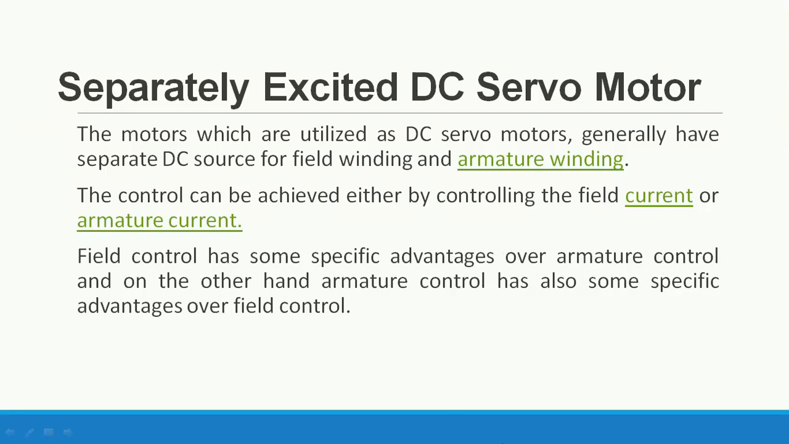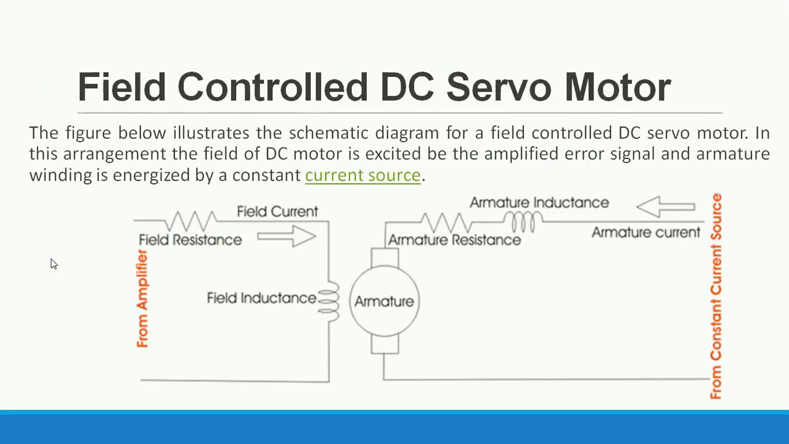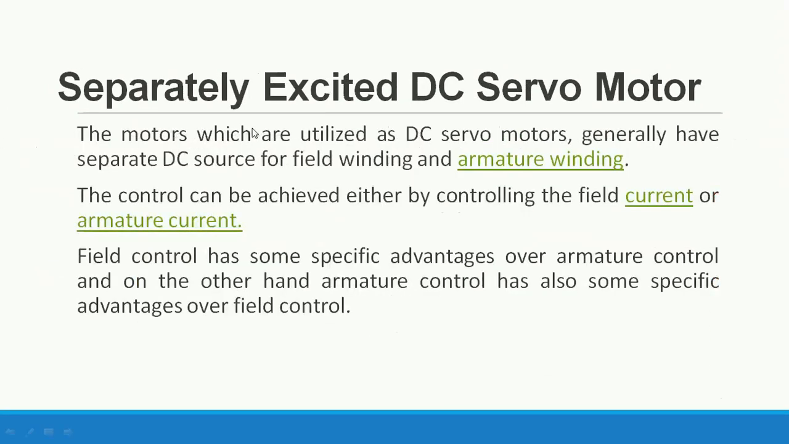If you are controlling it by using field current, then it is called a field controlled DC servo motor, and if it is controlled by armature current, then it is called an armature controlled DC servo motor. Both of them have some specific advantages over each other. Field control has some advantages, and armature control also has some specific advantages. We will see them in the next part, and let us begin with the field controlled DC servo motor.